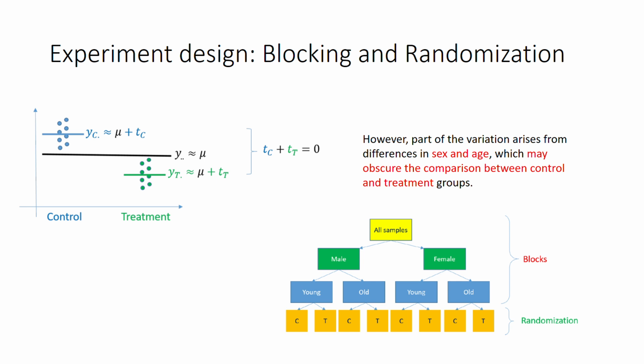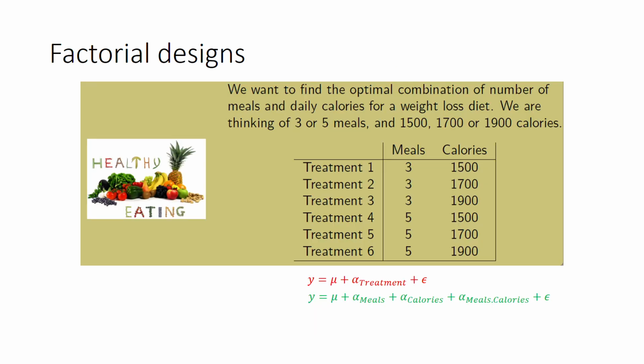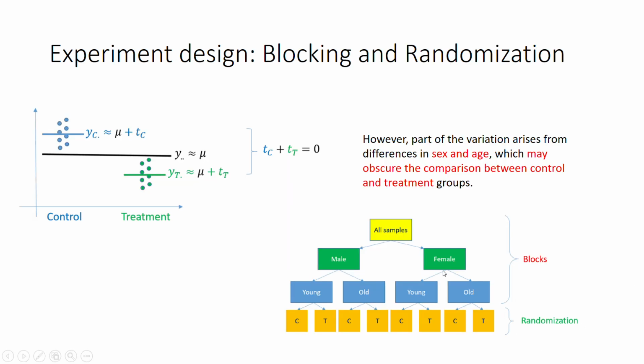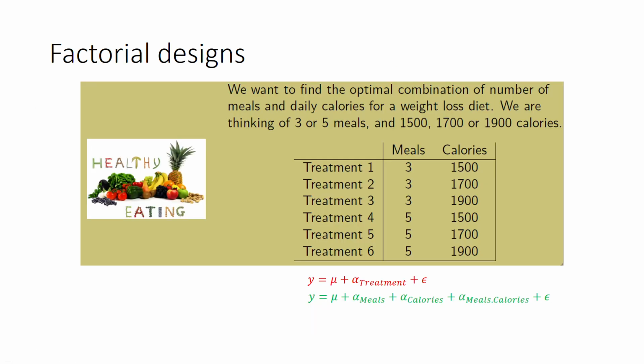So blocking is a very important tool when you design your experiment. You see that this blocking has to be done before doing the experiment. So you have to plan for blocks before doing your experiment. And this blocking is also somehow related to how we can attribute the different variability components to each one of the factors that affect our measurements. Here the factors were sex and age, but what if I have other factors? So this brings us to factorial designs.